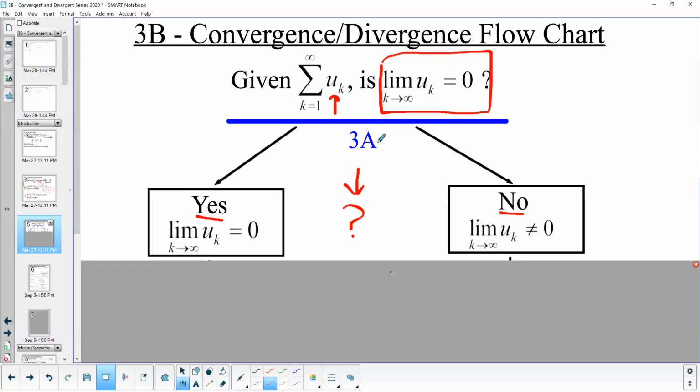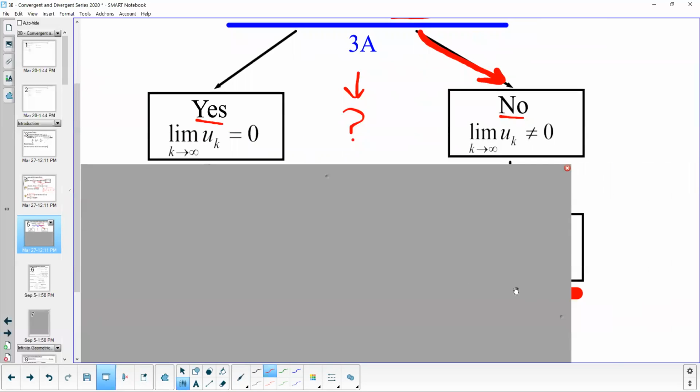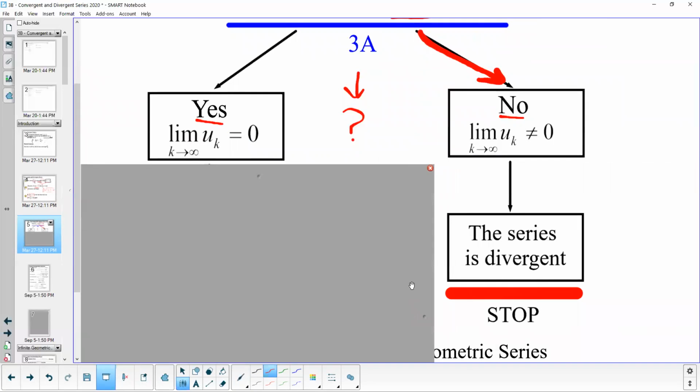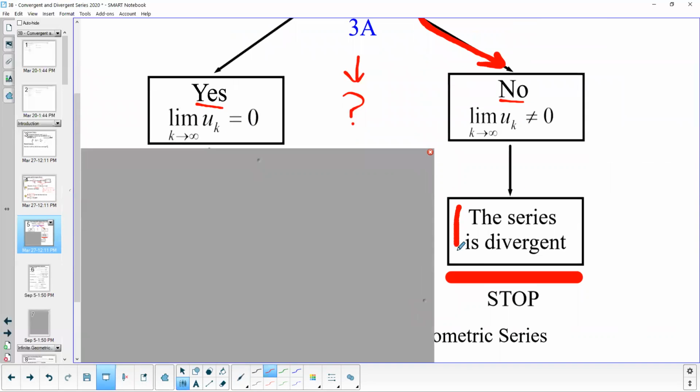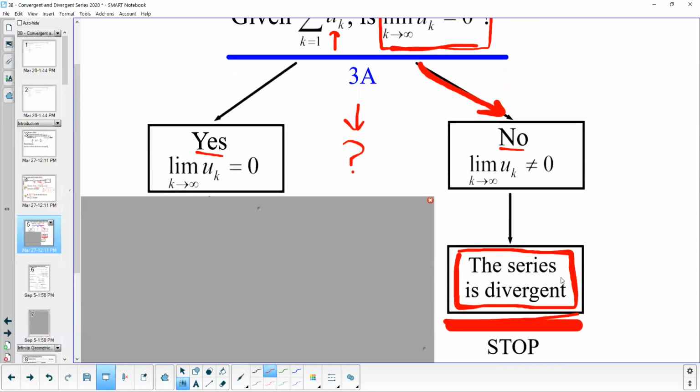So what I want to look at first is what happens if you explore this particular series and you find out that the limit as k approaches infinity is not equal to 0. So the limit as k approaches infinity of u sub k does not equal 0. Well, we actually like those. Those are good ones. Because if that's true, then you immediately know that your series is divergent and you stop.